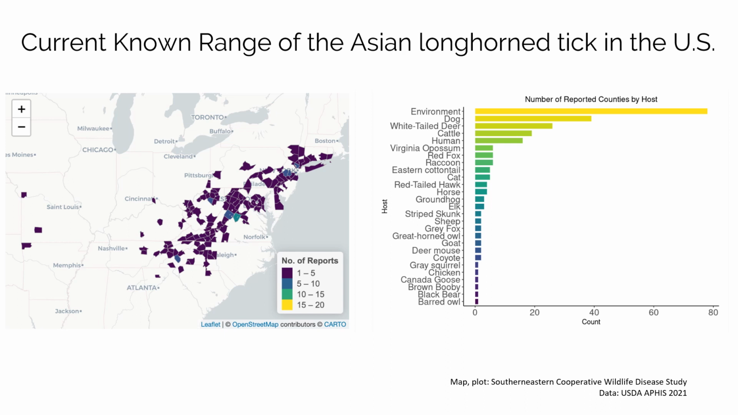As of April 2020, longhorn ticks have been found in Arkansas, Connecticut, Delaware, Kentucky, Maryland, North Carolina, New Jersey, New York, Pennsylvania, Tennessee, Virginia, and West Virginia. Due to how quickly it can reproduce, this range is expected to continue to expand.